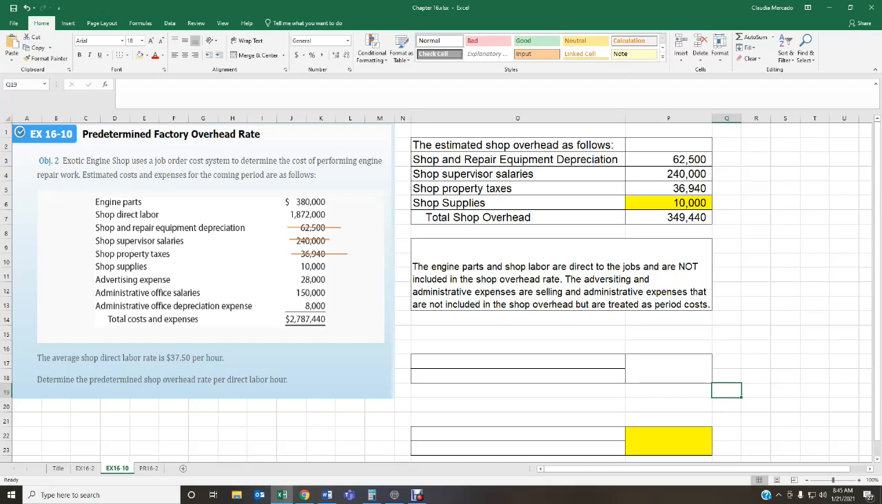On the overhead, we just include indirect materials, indirect labor, and any indirect costs associated with the shop. Okay, so once we've calculated our total shop overhead, we can go ahead and calculate the estimated activity base. And that is being calculated using the direct labor hours.